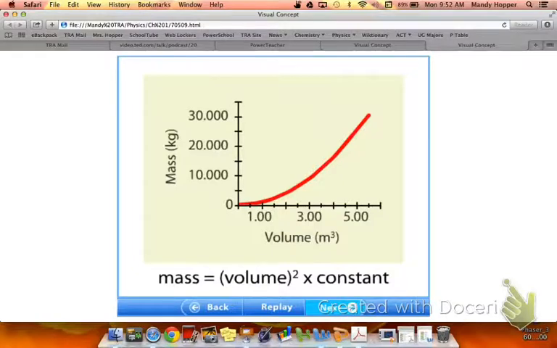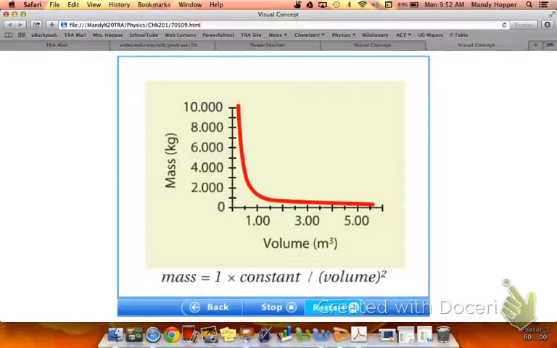This graph has a steep curve that approaches but does not touch the axis. This curve is characteristic of an inverse square. As one value increases, the other becomes smaller. So they gave you a few different types of graphs. What kind of graph is this one called? Inverse square.